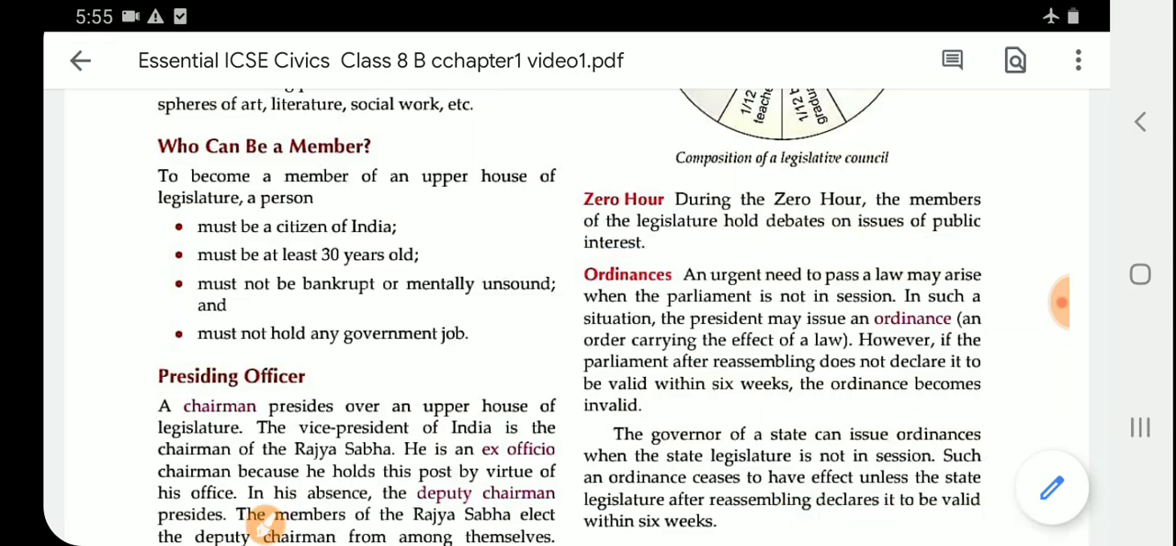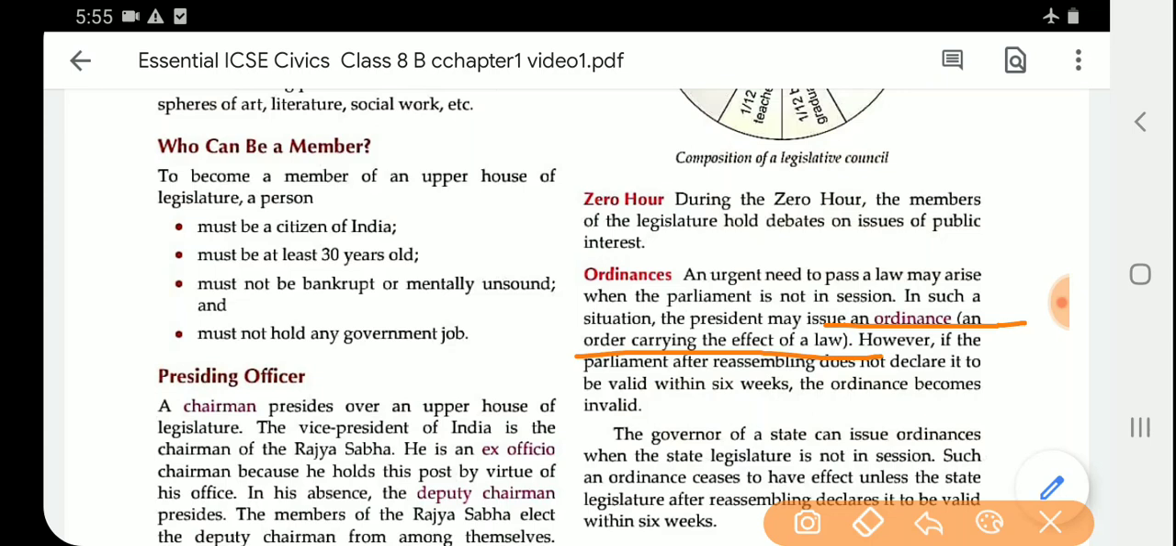Now, what are ordinances? An urgent need to pass a law may arise when the Parliament is not in session. Suppose there is no meeting going on, but there is an urgent need to pass a law. In such a situation, the President may issue an ordinance, meaning an order carrying the effect of a law.